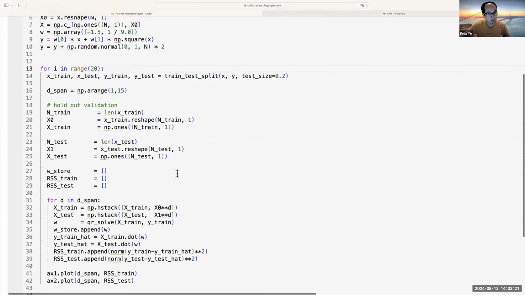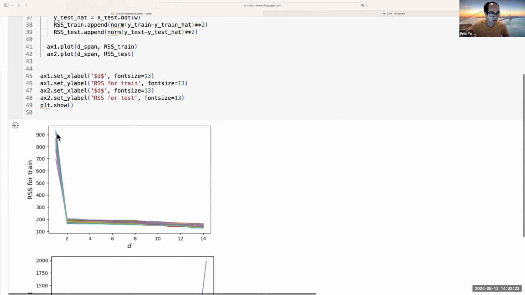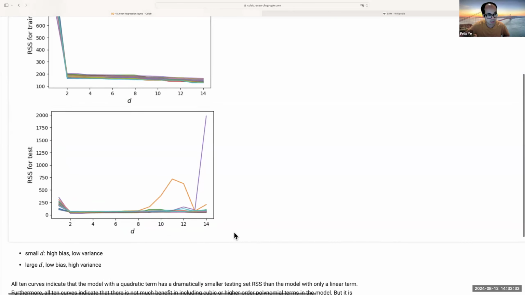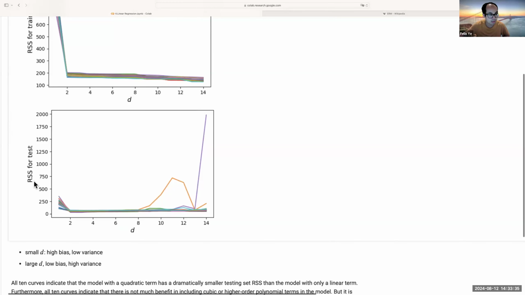If we run this 20 times, you can see this training error is always decreasing, monotonically decreasing from 1 to 15. But the difference is here for the RSS for the testing error. You can see this has huge variations, and for some times this value could shoot up to be very high right here.